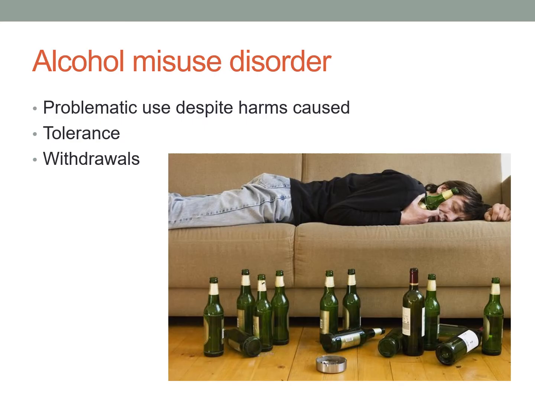So how much is too much? For thousands of British people, their alcohol use extends beyond those guidelines and beyond that of an occasional drinker or a social drinker. They develop a compulsion and addiction to alcohol, or what we might term an alcohol misuse disorder. Generally, the criteria for when alcohol consumption becomes a problem is when the drinking is problematic despite the harms caused. The person builds up a tolerance and they experience withdrawals from alcohol.